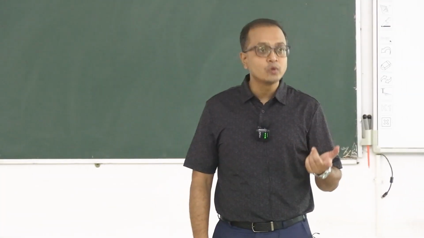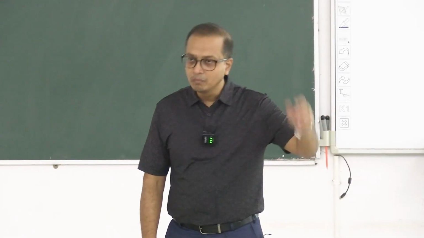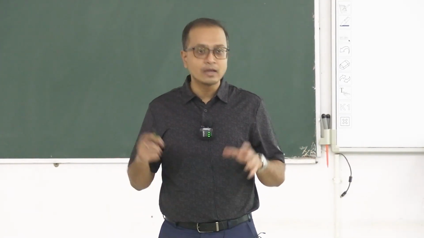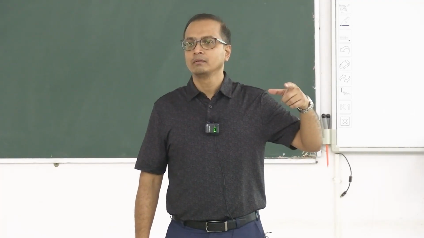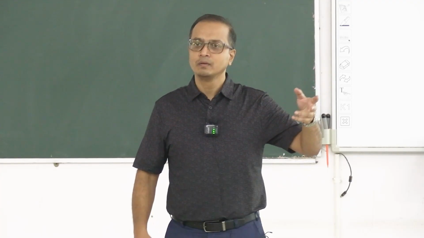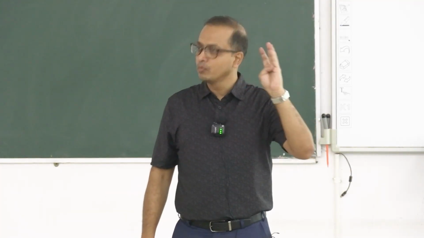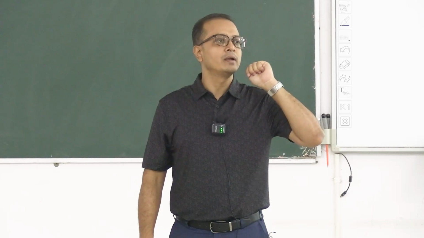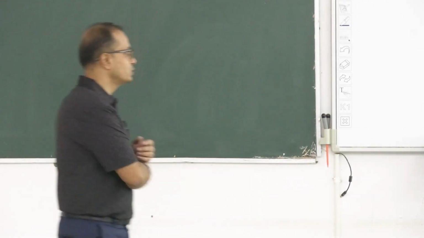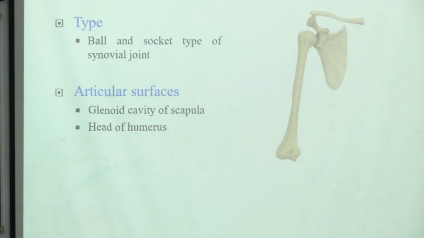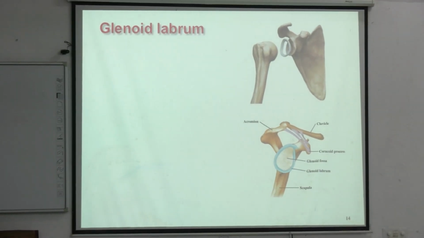Good. What type of joint is it? Synovial. What subtype? Ball and socket. Great. So, synovial. What do you mean by synovial? Membrane, cavity, fluid, mobility. That is it. So, what are the articular parts? We know. What is the type of joint? We know. What is the subtype even? We know. Right. So, the major job is done. Articular surface, we know. And then talking a little bit about the glenoid labrum.